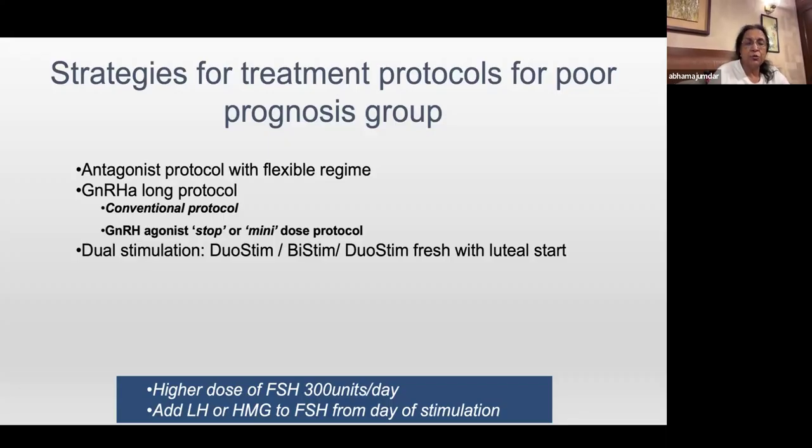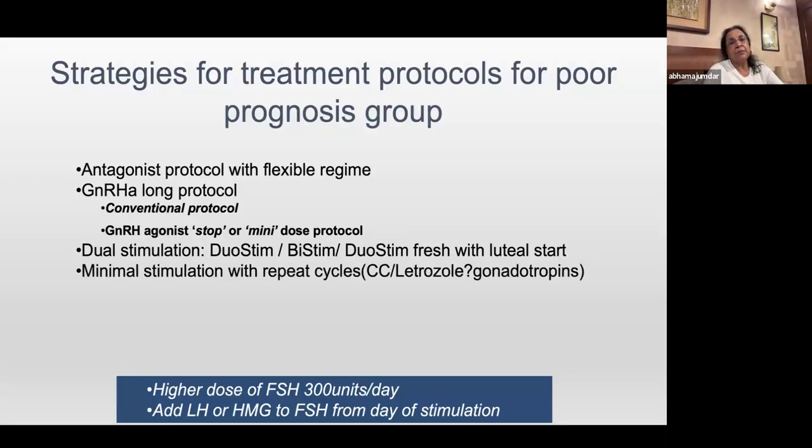Bistim is 2 consecutive stimulations, and we feel that instead of waiting and stimulating after 2-3 cycles or transferring an embryo, it is much better to stimulate once and then stimulate again from day 2 again. And Duostim fresh with luteal start is another stimulation where you start from the luteal phase, stimulate, retrieve eggs, and then you do stimulation from day 2 in the follicular phase in the subsequent cycle. And at the end, all the eggs are thawed, fertilized, and the best embryo is transferred into the patient.